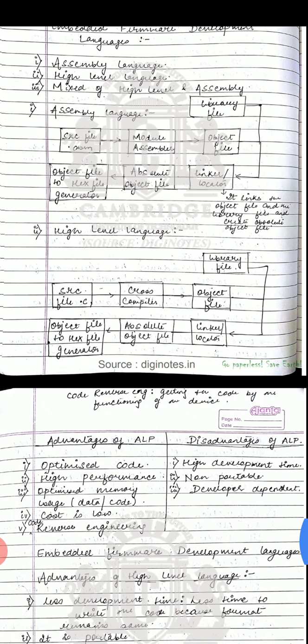Here code reverse engineering means getting the code by observing the functioning of the device. The disadvantages of assembly level language are, first, high development time. It requires more time for developing the program. Next, it is non-portable, which means it cannot be migrated from one device to another device. And it is developer dependent. This code is developer dependent.